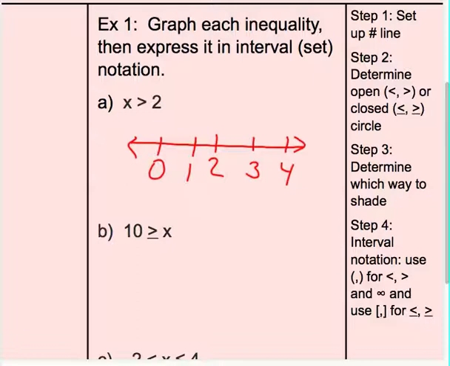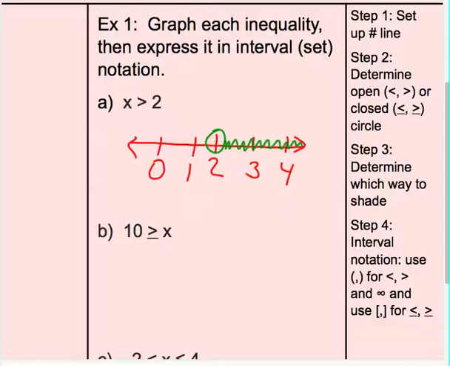So when we graph, we need to determine if we have an open or a closed circle on the number. The open circle means that the number itself is not part of the solution set. So for example, if I substituted 2 for x, is 2 greater than 2? No, that is not a true statement, so we will have an open circle on 2. And then, of course, we shade the solution set for the inequality. Well, what values are greater than 2? Obviously 3, 4, etc.